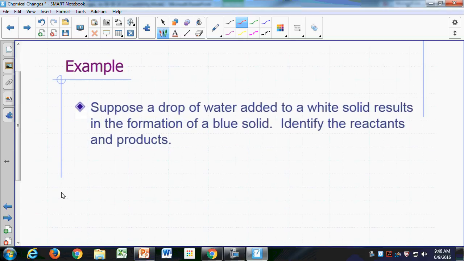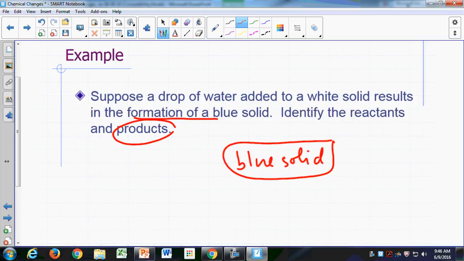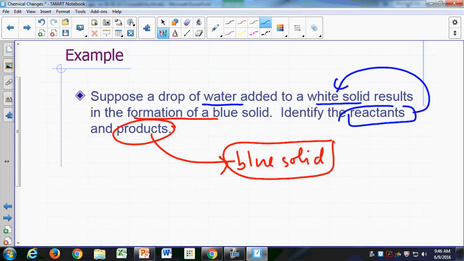So here's an example. Let's say you have a drop of water, you add it to a white solid, and then you get a blue solid. What are the reactants and products here? Well, you formed something, that means you produced it, so your blue solid is your product. And your reactants would be the water and the white solid. Those are your reactants.